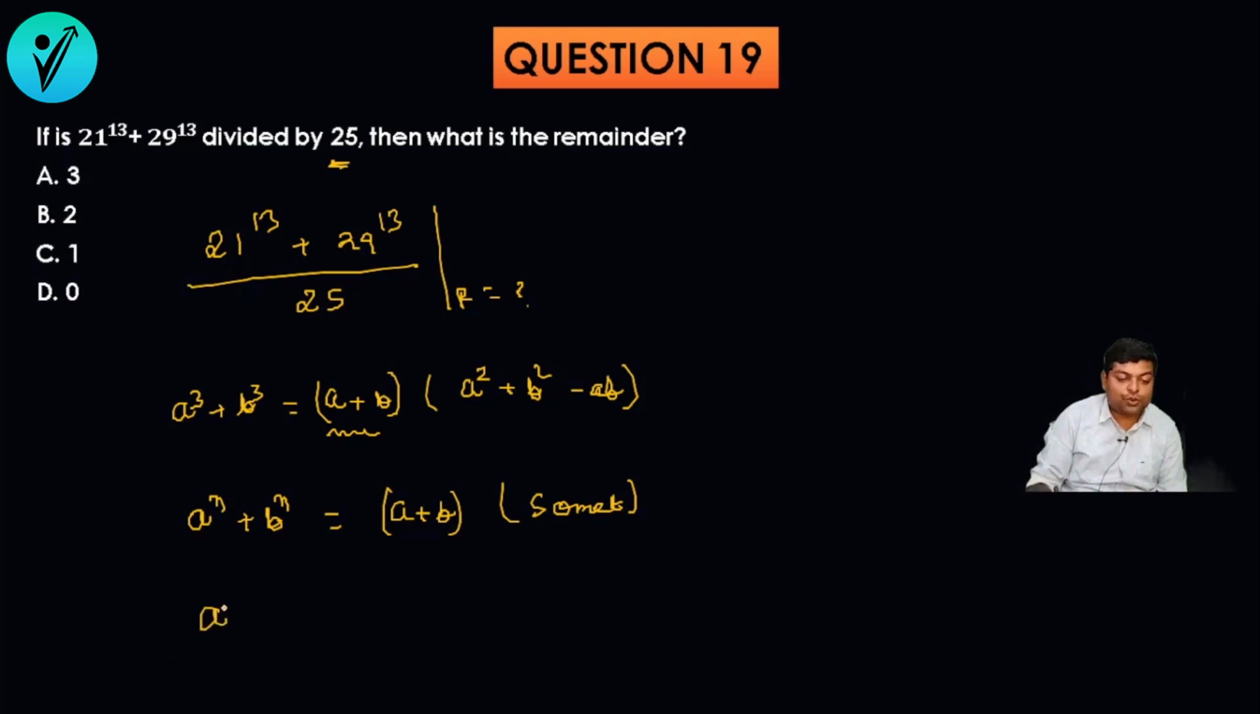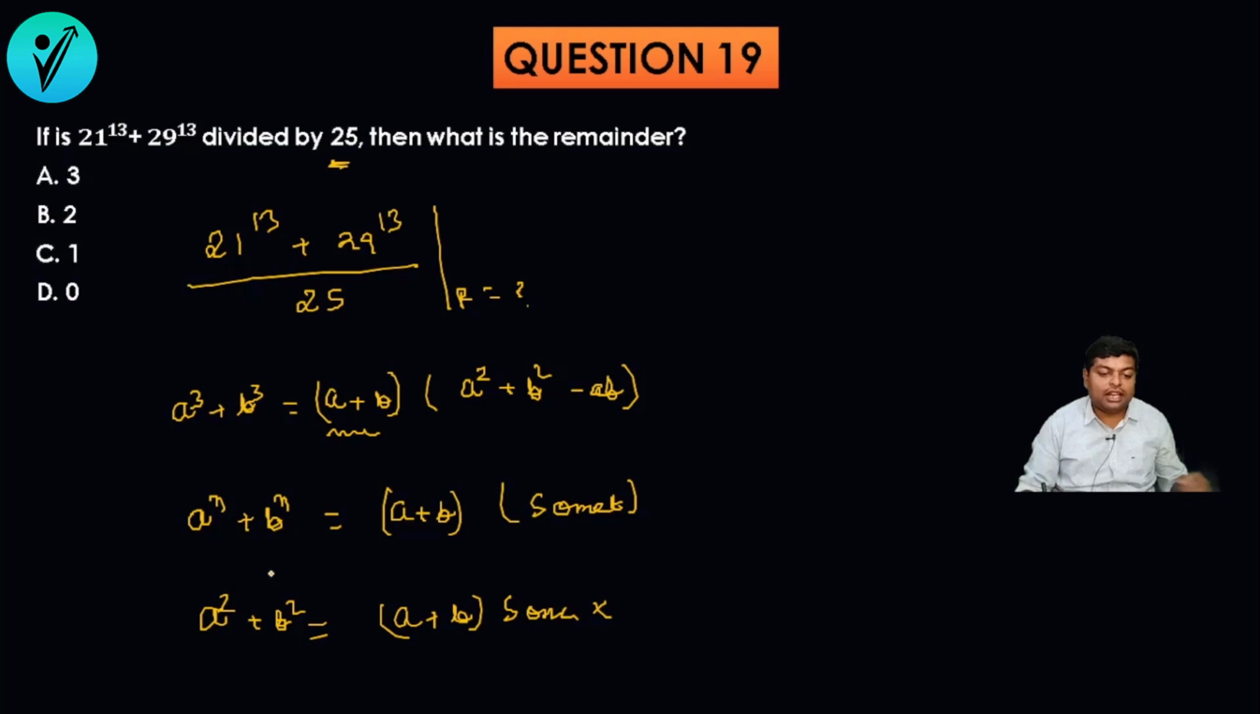For example, if a square plus b square is there, can I write it as a plus b times something? No, I can't write it this way. Why? Because the powers are even. If the powers are odd, definitely a plus b will be one of its factors. Same thing is here also. 21 to the power of 13 and 29 to the power of 13, as the powers are odd, definitely 50 is one of this factor. Means this expression can be written like 50 into something, and it is divided by 25. So when 50 into something is divided by 25, as it is completely divisible, the remainder will be 0.